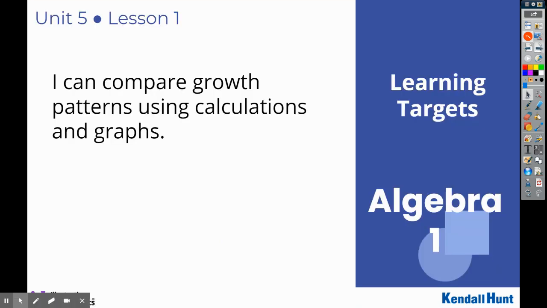Okay, so that's our little intro into exponential functions. You have some practice problems, and we'll look at these a little more closely throughout this unit.